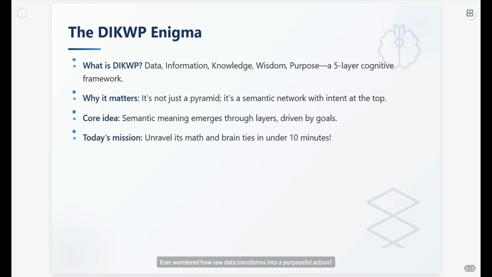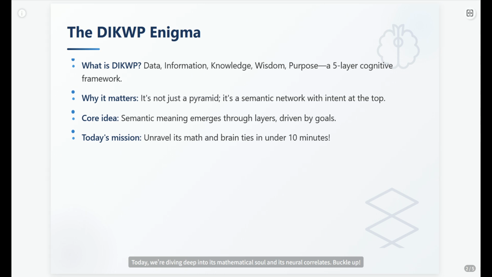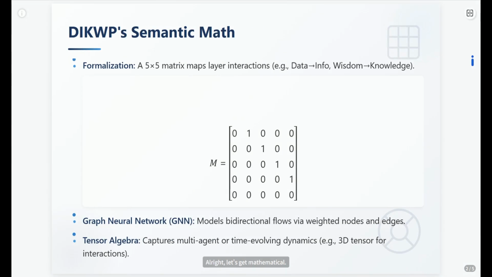Ever wondered how raw data transforms into purposeful action? We're talking about the DIKWP model: data, information, knowledge, wisdom, and purpose. It's not just a fancy pyramid. It's a semantic network, a web of meaning where intent sits at the top, pulling the strings. Today, we're diving deep into its mathematical soul and its neural correlates. Buckle up.